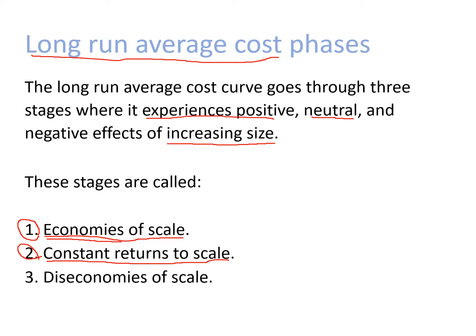The third stage, we actually can see negative effects with increasing costs due to diseconomies of scale. Diseconomies of scale is the opposite of economies of scale. When we're experiencing diseconomies of scale, each additional increase in the size of the firm will lead to a higher cost per unit, so less efficiency in the production process, leading to a higher cost per unit for each additional increase in the size of the firm.